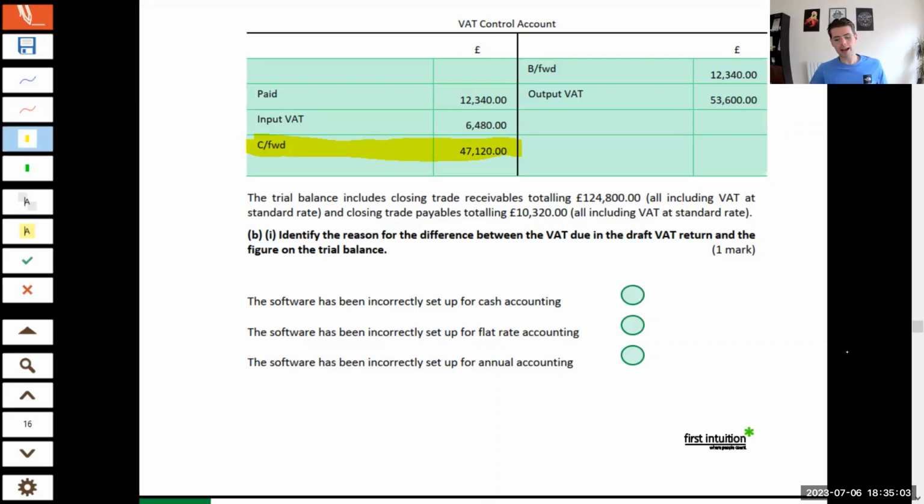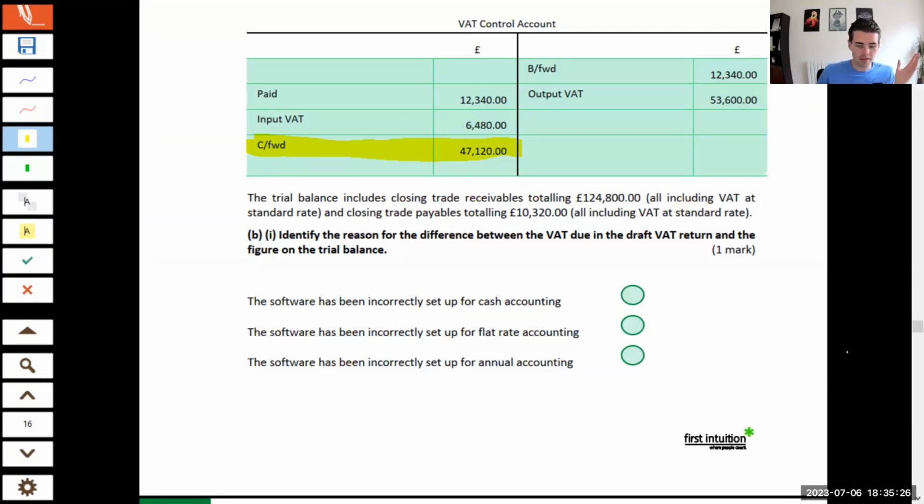Okay, so this is why I think this is a tricky question, because you're sort of being attacked from both fronts here. There's going to be the mathematical or the arithmetic side of things, where we're going to have to work out the differences and try and establish why. But then there's also the tax theory side of it, where I need to see if I can sort of join those dots together.